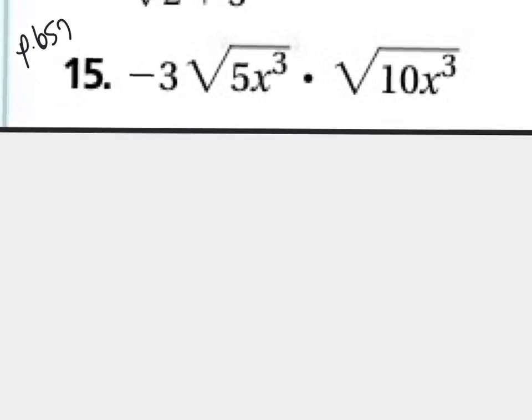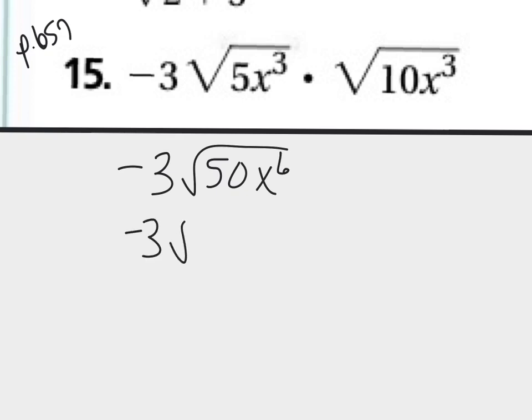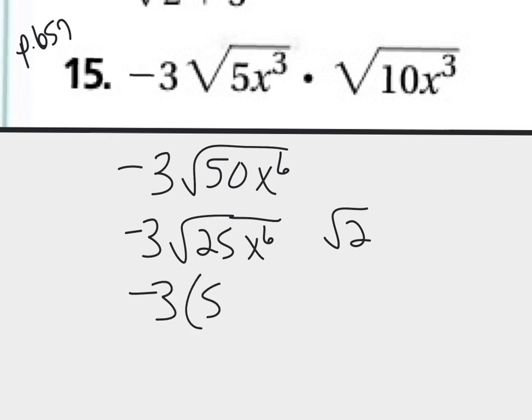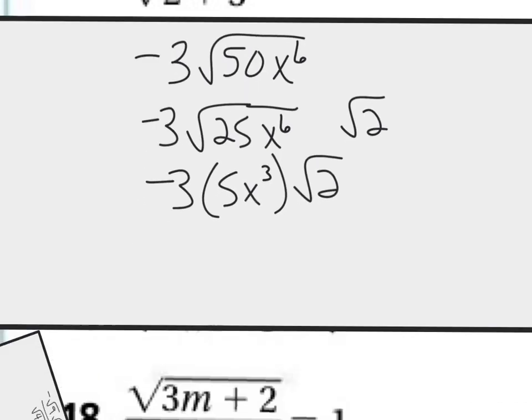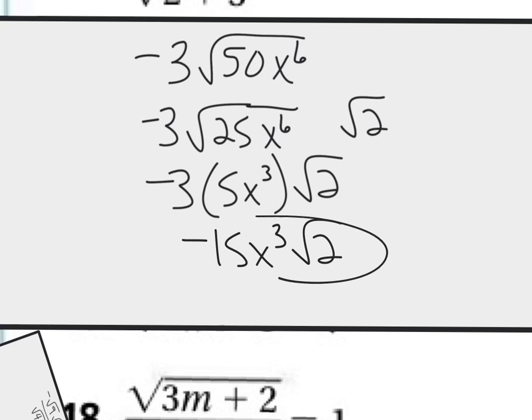We can go ahead and I'm just going to multiply those together. I know I've talked sometimes about trying to look for perfect squares or numbers that are the same, but let's just multiply them together first. So with 50, we can do 25 and 2. X to the 6th, that's an even power, so that's good. And then if you multiply those together, that's -15 x cubed times the square root of 2.